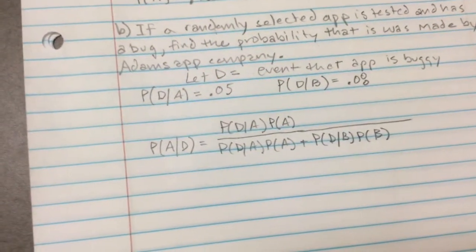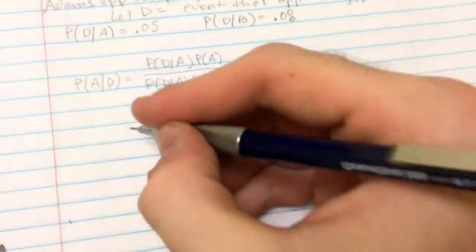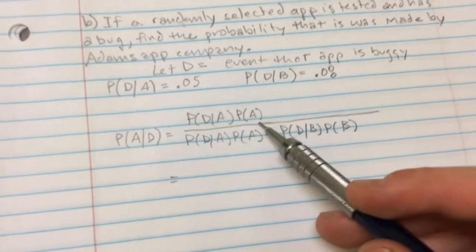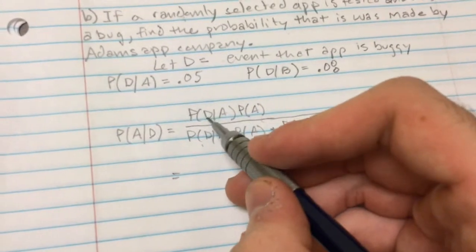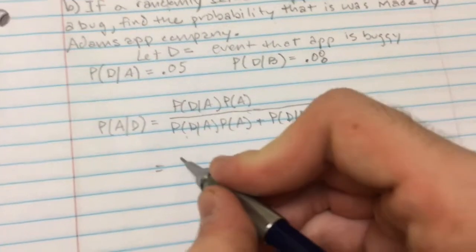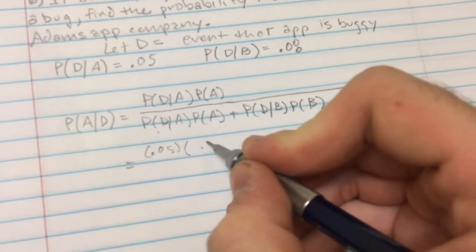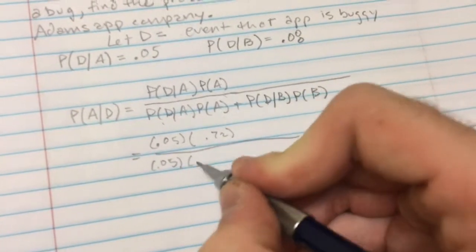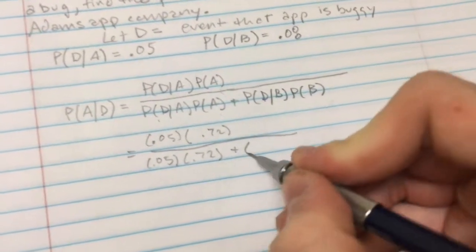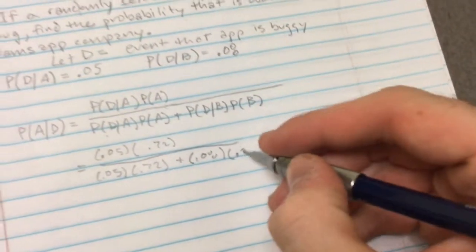Okay, so now that we got that, we just start plugging in what these values equal. And so we have 0.05, 0.72, over 0.05, 0.72, plus 0.08 and 0.28.